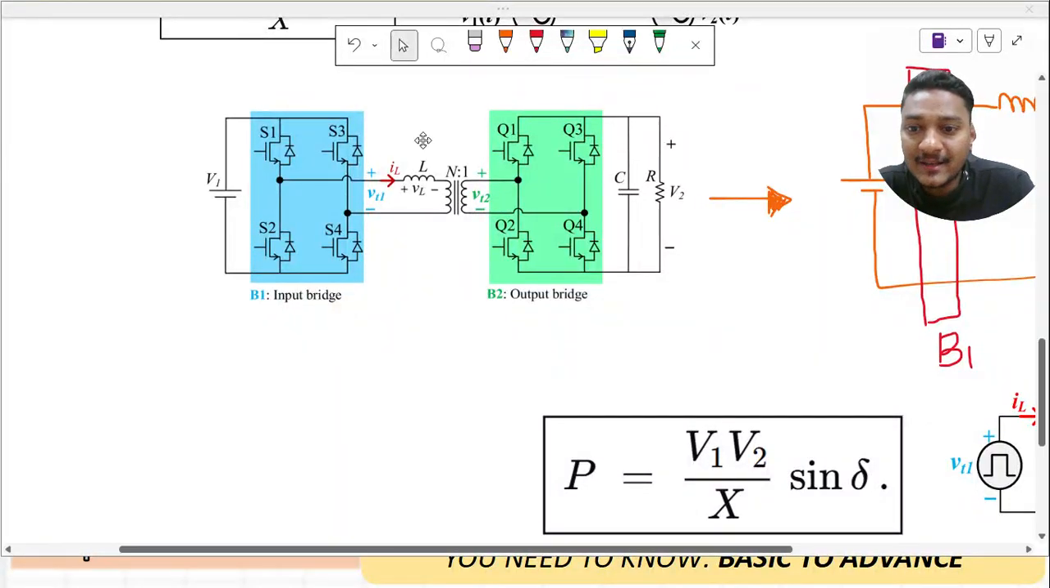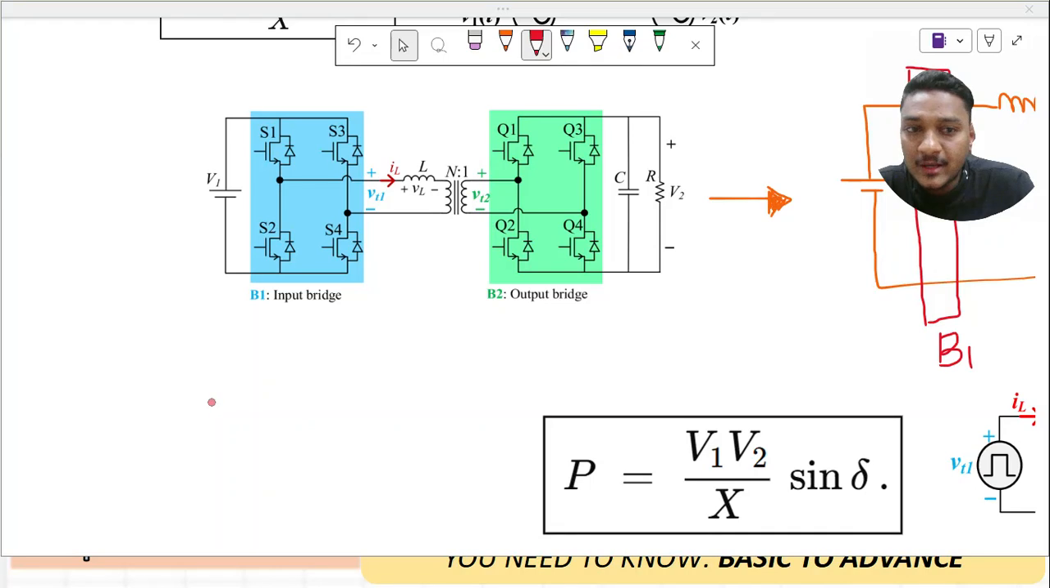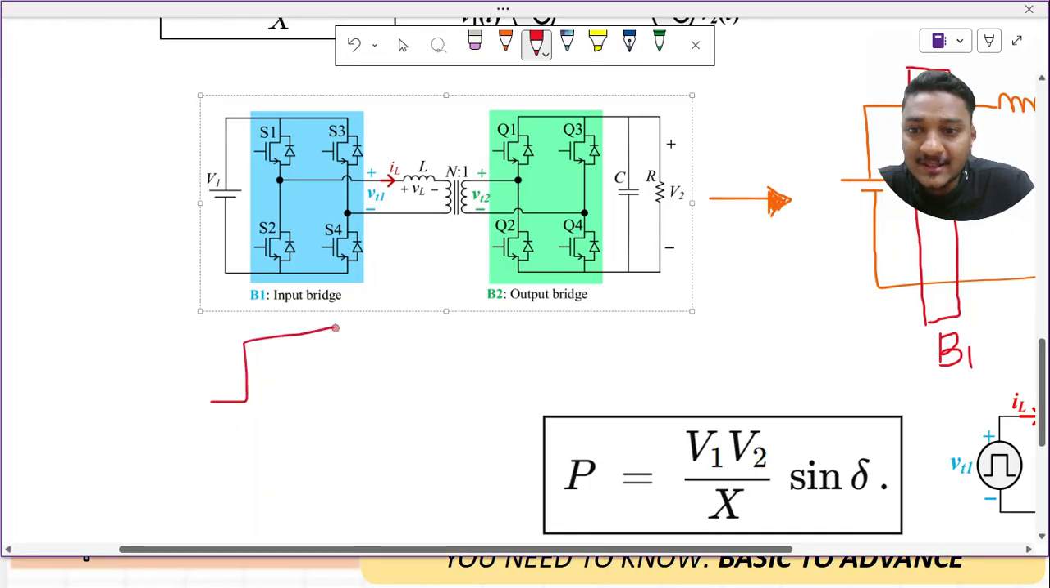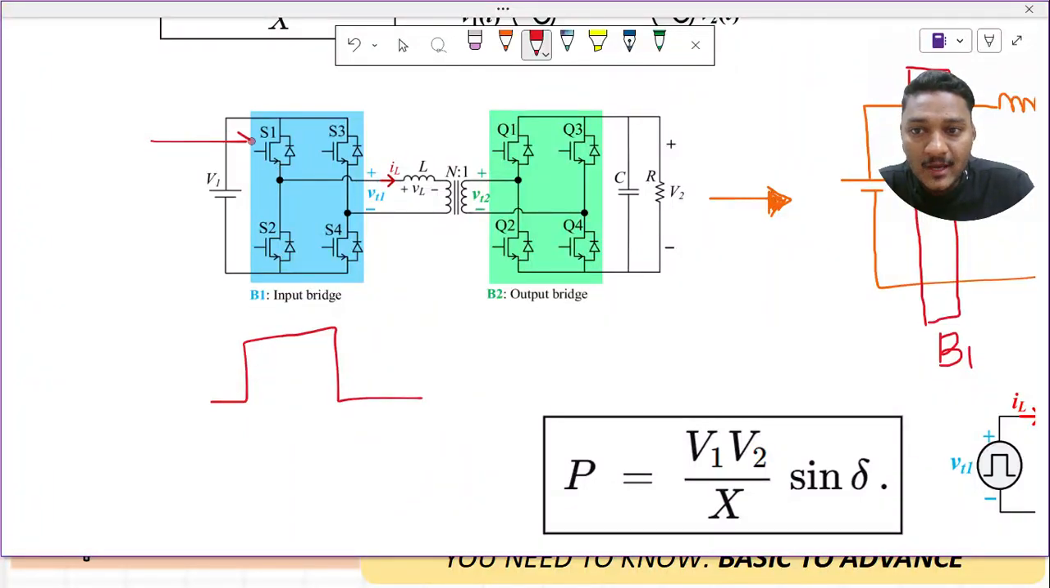Just try to understand. Let us say, I just need to take the marker. The first pulse is like this, for one particular switch. For this switch I am going to give the gate pulse like this. If I want to give the gate pulse to another switch, that is Q1, I will just extend it a bit. This is how I am going to transfer the power, by shifting the gate pulses. So this is the core concept of the DAB converter.